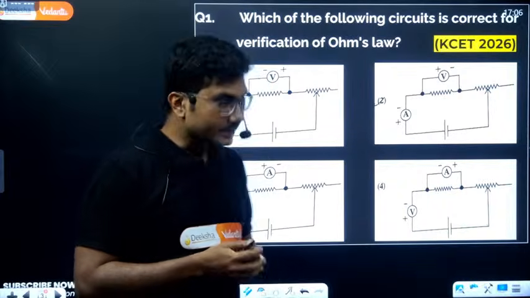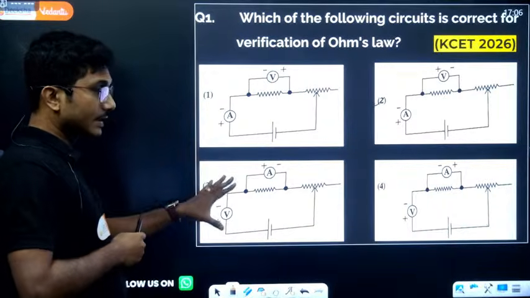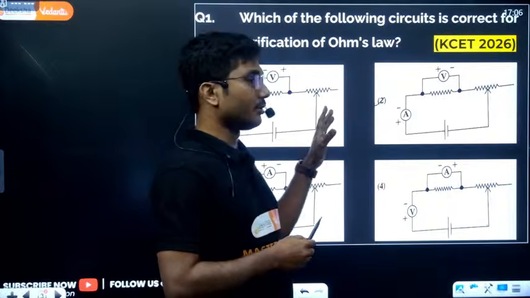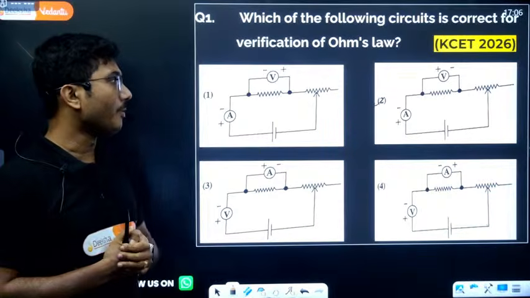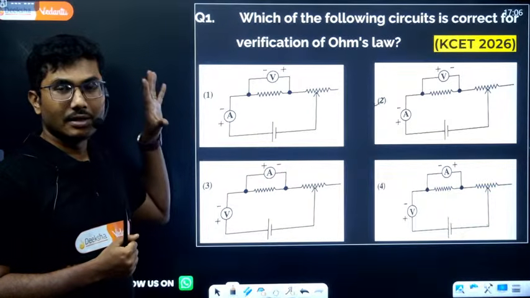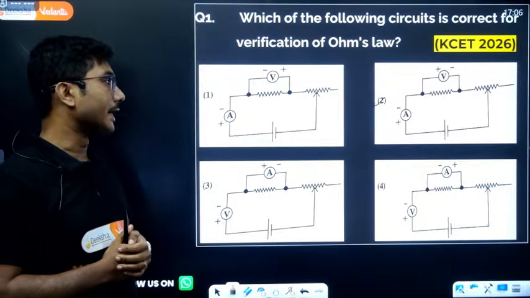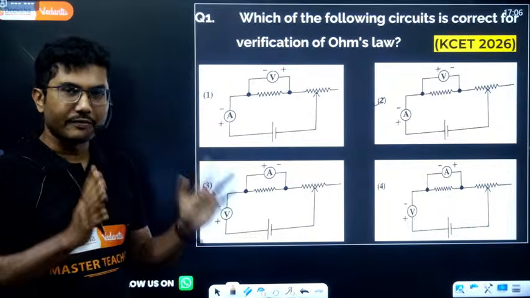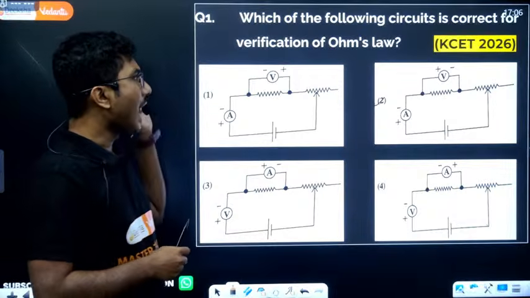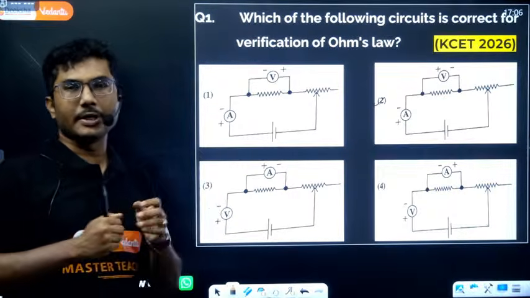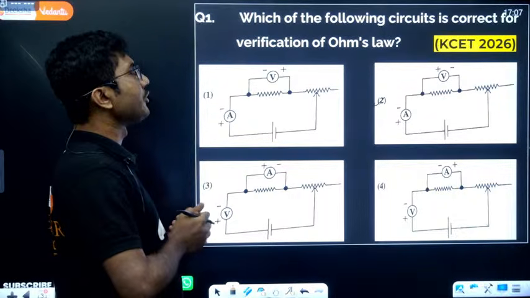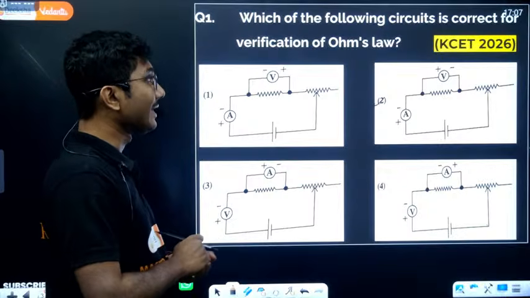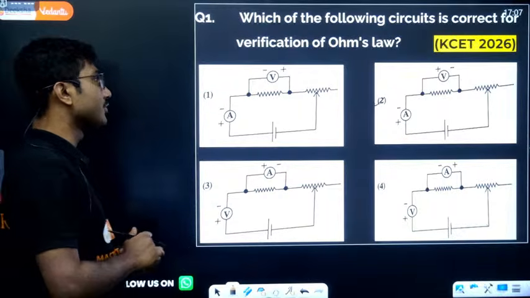So let's start. This question in 2026 is based on the experiment that you are going to perform. But yes, this is a question based on current electricity, so that's why I have added it. In 2026 there were 5 questions directly from the chapter and 1 question from the experiment based on the same chapter. Okay, which of the following circuits is correct for verification of Ohm's law?